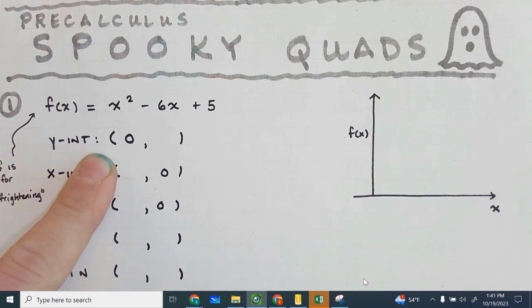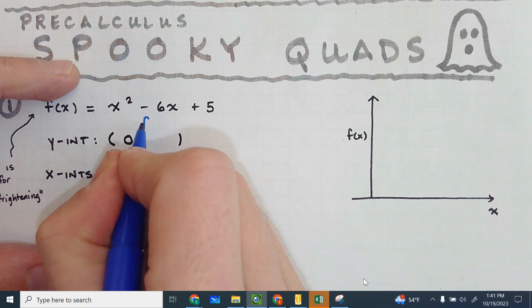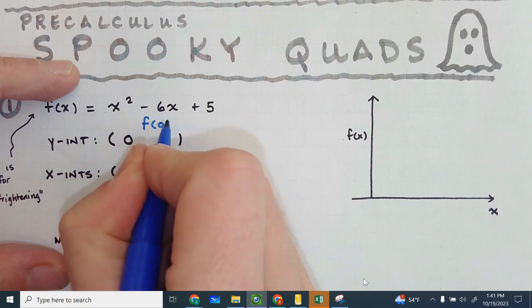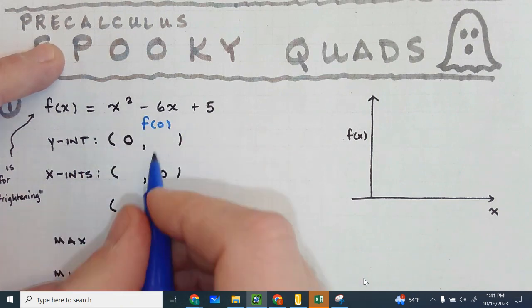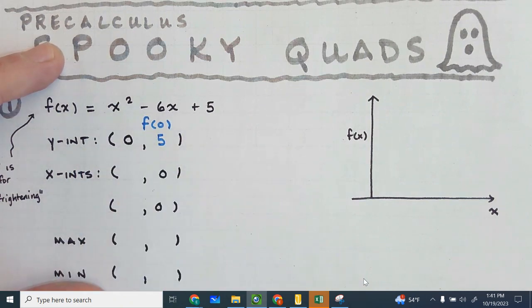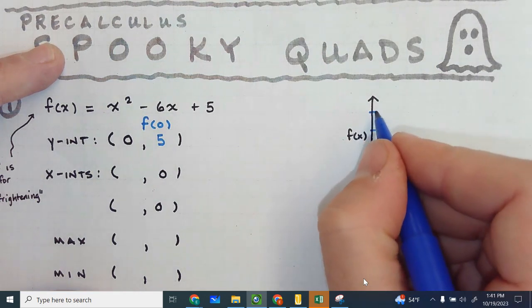We'll start with the y-intercept. Just a quick reminder that the y-intercept is the point where the function has an x value of 0. So if you plug 0 in here, you'll get that our y-intercept is at 5. I'm going to go ahead and plot that right here. 1, 2, 3, 4, 5.